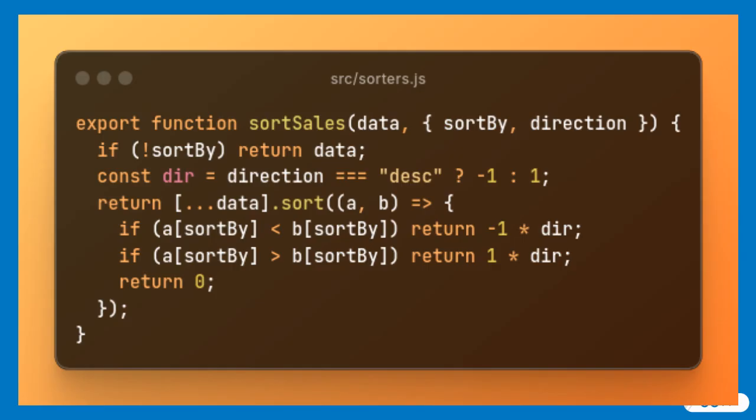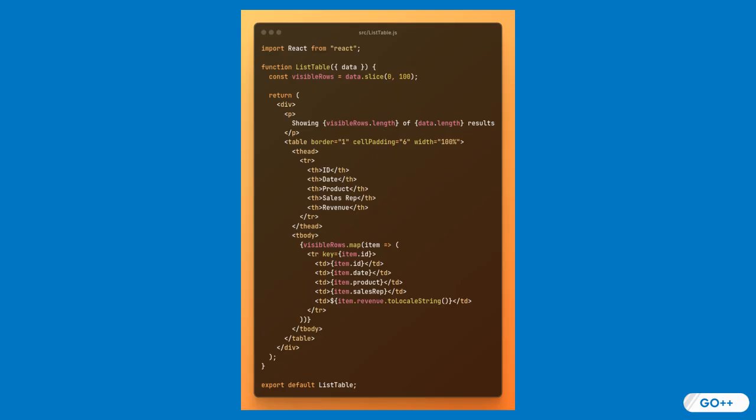It creates a shallow copy of the data before sorting, ensuring immutability, designed for use in a memoized context. This component displays the filtered and sorted sales data in a tabular format.